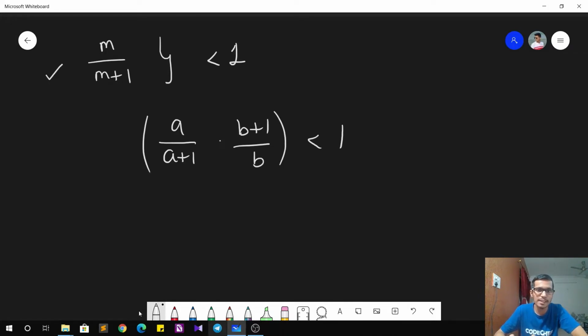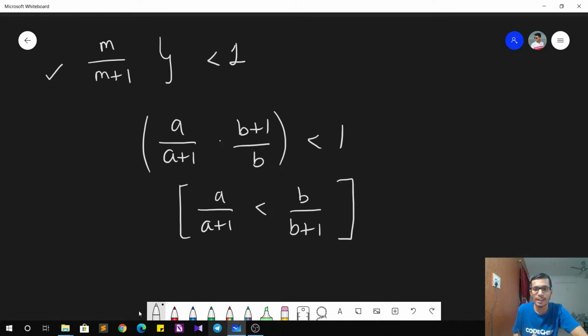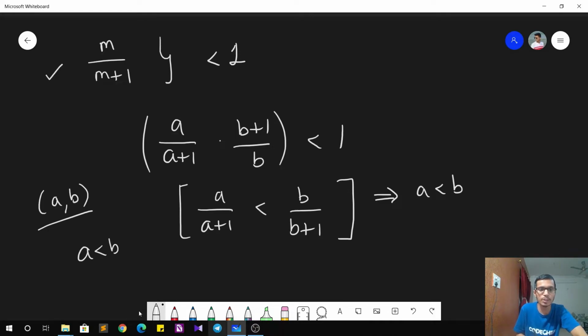So if we do some rearranging in this target fraction, it will look like a upon a plus 1 is less than b upon b plus 1. And now we know that this inequality implies that a is less than b. So whatever pairs a comma b we would be counting, it is now evident that a is less than b in all of them. That is, the condition a less than b will hold true for all pairs a comma b for which this target fraction is a good fraction.